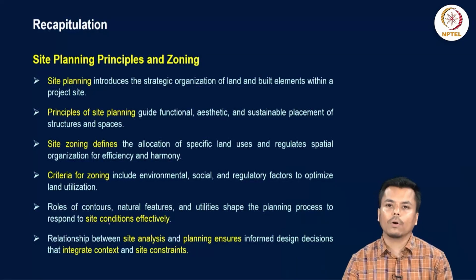So to give you a recap of what was covered in the previous presentation, I showed you some slides which focused on site planning principles and zoning, in which I tried to introduce you the details about site planning and the strategic organization of land and built elements within a project site. So that was basically introduced to you. The principles of site planning was also discussed, which included functional, aesthetic and sustainable placement of structures and spaces. Thereafter site zoning was defined, that is the allocation of specific land uses that regulates spatial organization for efficiency and harmony. So that was discussed.